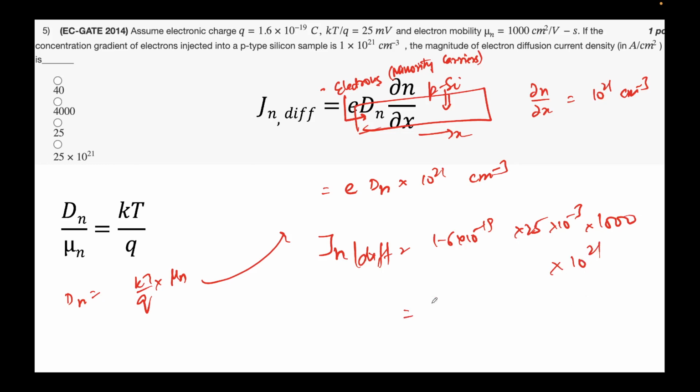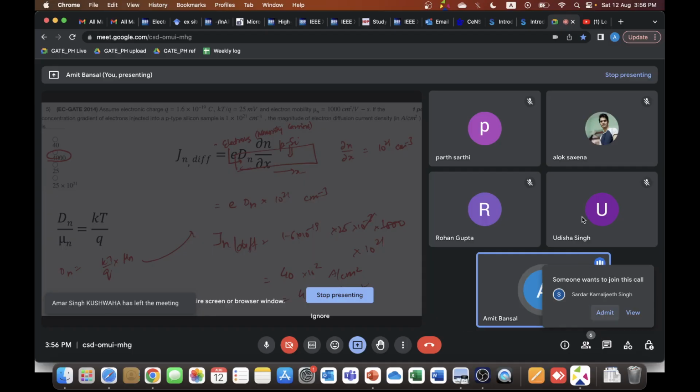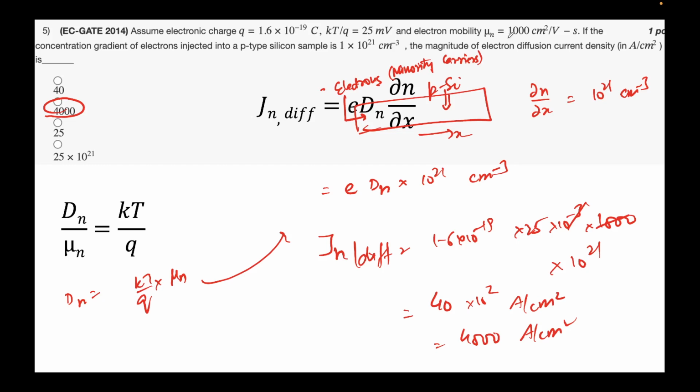All right, so now I need to get my calculator. This will turn out to be 1.6 into 25, let's do only this. So this turns out to be 40, and this and this get cancelled, into 10 to the power 2 ampere per centimeter square. So this is 4000 amperes per centimeter square, which is option B. Okay, so this was a very straightforward problem based on the Einstein expression. We were given the mobility instead of the diffusion constant, but we can derive it, right? And we are also given the gradient. So this is a very straightforward thing.